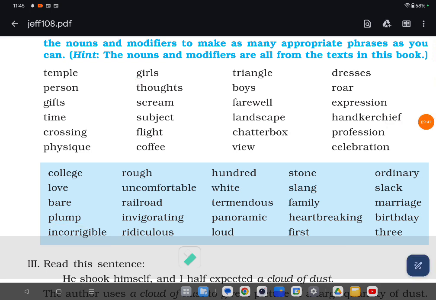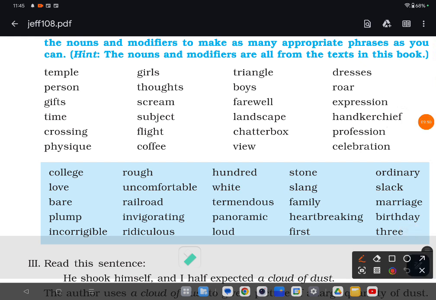So next one, thoughts. With thoughts, you can say uncomfortable thoughts, and some are really ridiculous thoughts. Right, see if anything matches. Ridiculous thoughts. Next, invigorating thoughts. And you can also use ordinary thoughts.